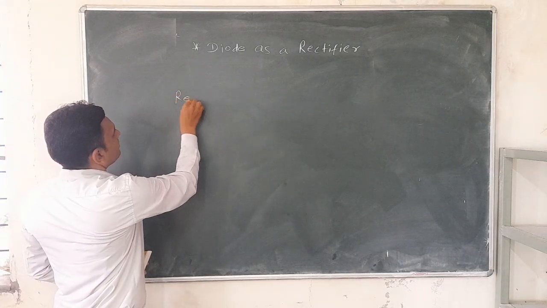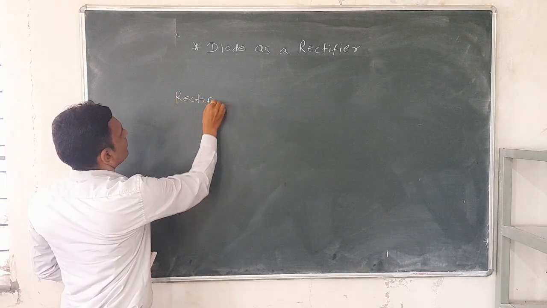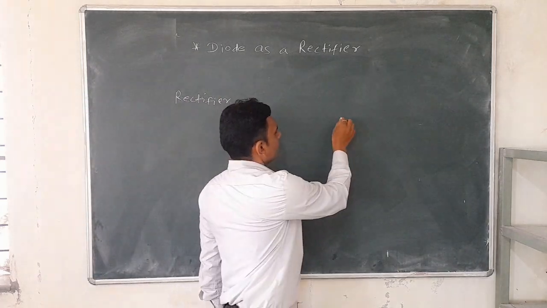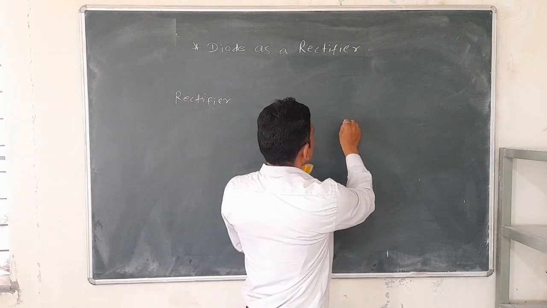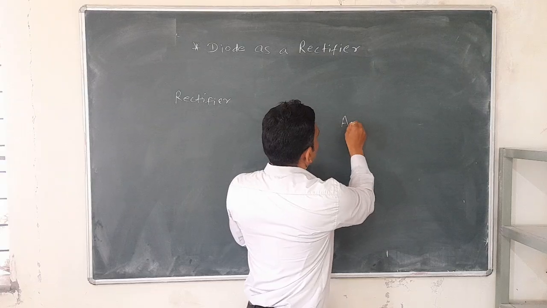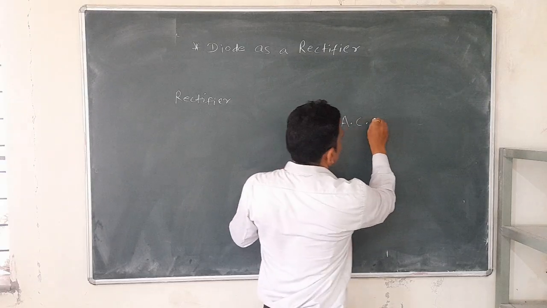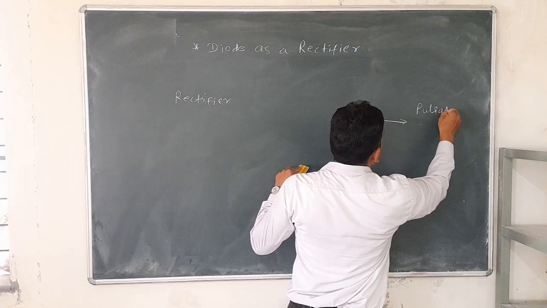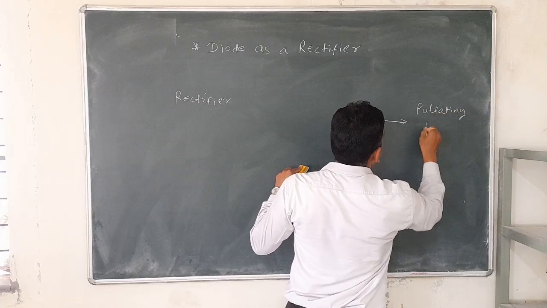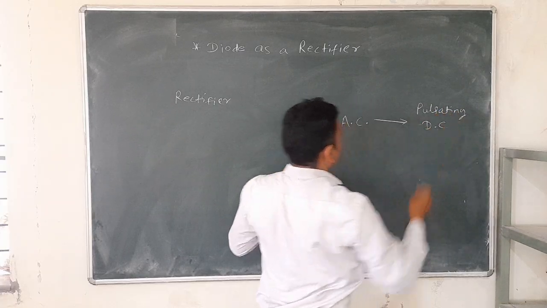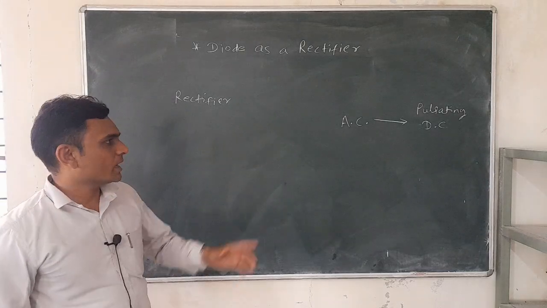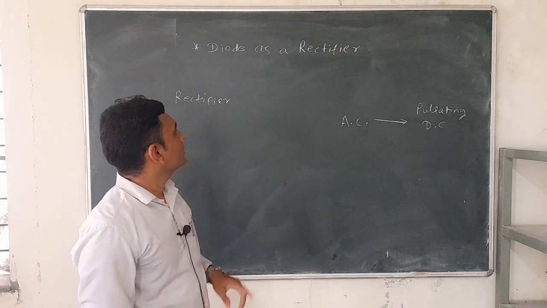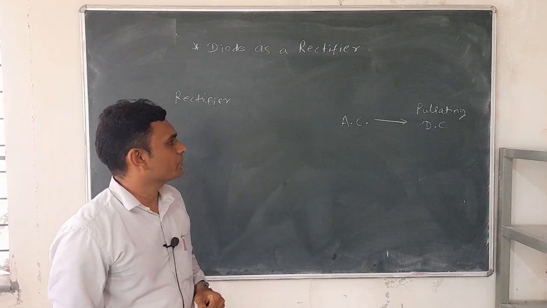So, rectifier is a circuit or device which converts AC signal into pulsating DC signal. So for conversion of AC signal into DC signal, rectifier circuit is used.